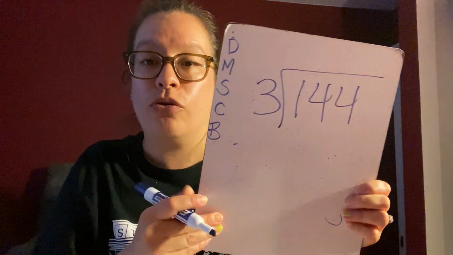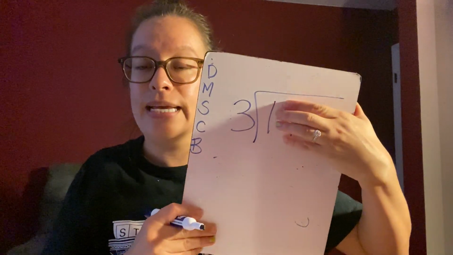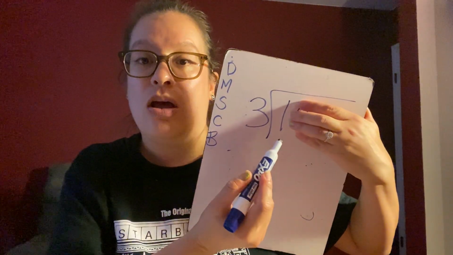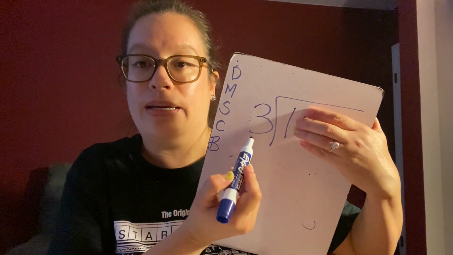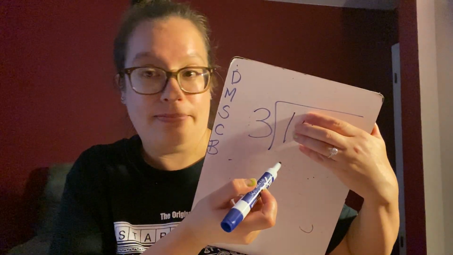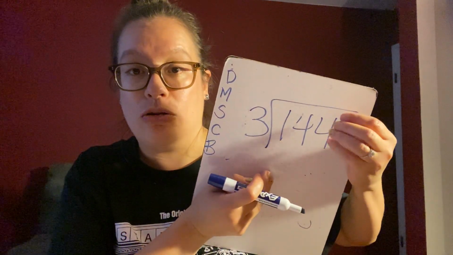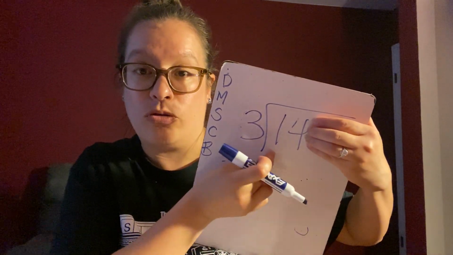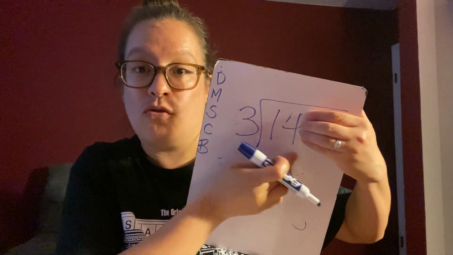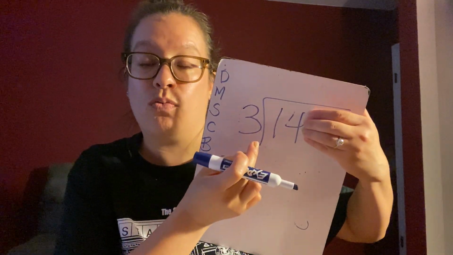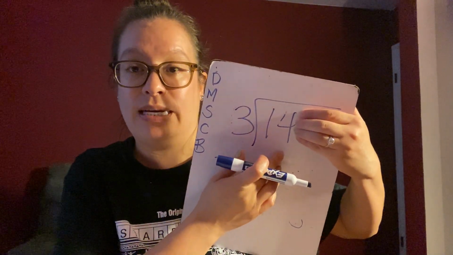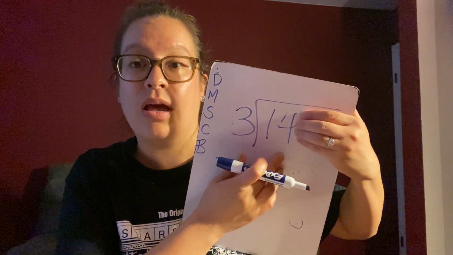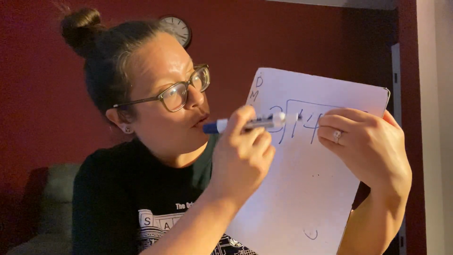All right. 144 divided by 3. Take it digit by digit. 1 divided by 3. Can 3 go into 1? No. So then I go to the next digit, and now I'm using this as a whole number, which would be 14. So 14 divided by 3. Boys and girls, how many times would 3 go into 14? Yes, 4.